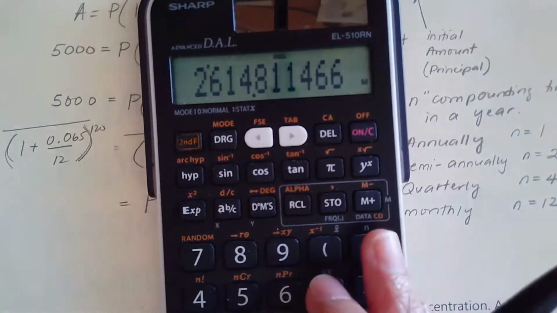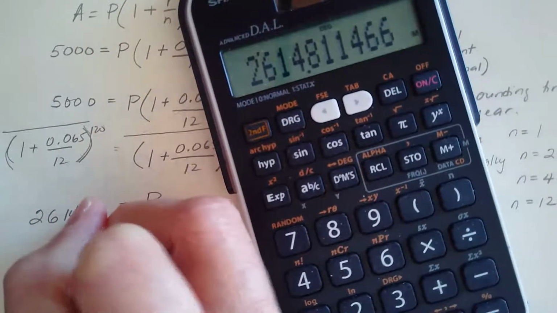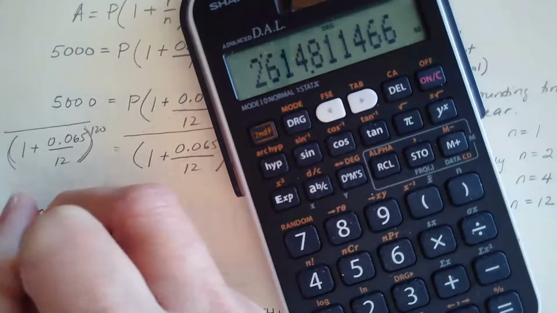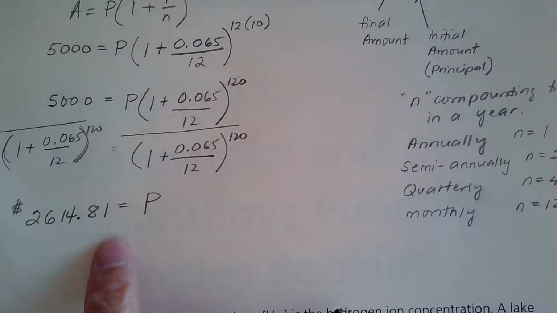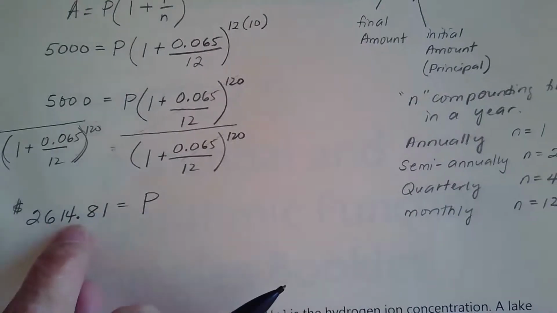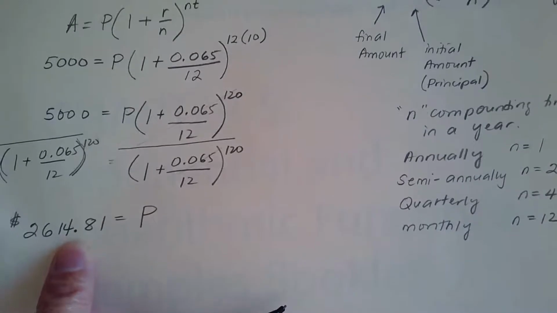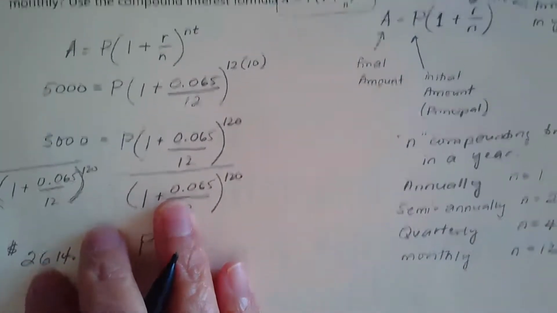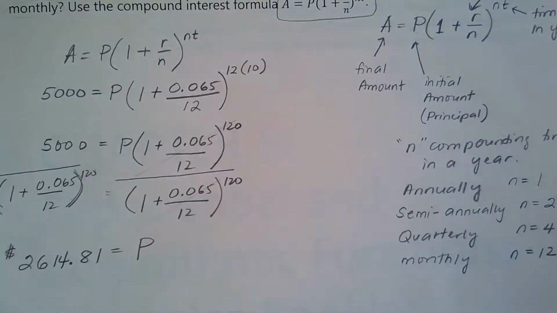Okay, so I got $2,614.81. That means that I have to put in $2,614.81 now, so that in 10 years' time my money, or your money, because it says you, will have $5,000.